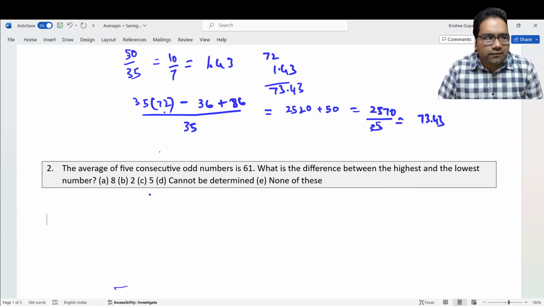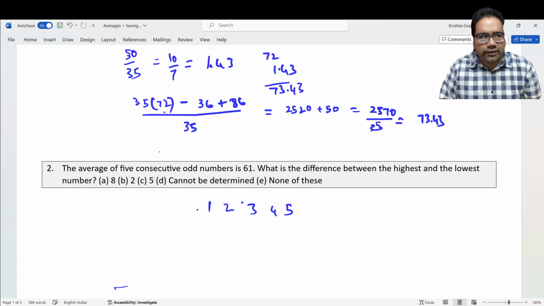The average of five consecutive odd numbers is 61. What is the difference between the highest and lowest numbers? What is the average of 1, 2, 3, 4, 5? The average is 3. The average of 1, 3, 5, 7, 9 is 5, right? The middle one is the average. For 5 consecutive odd numbers with average 61, 61 would be the middle one.